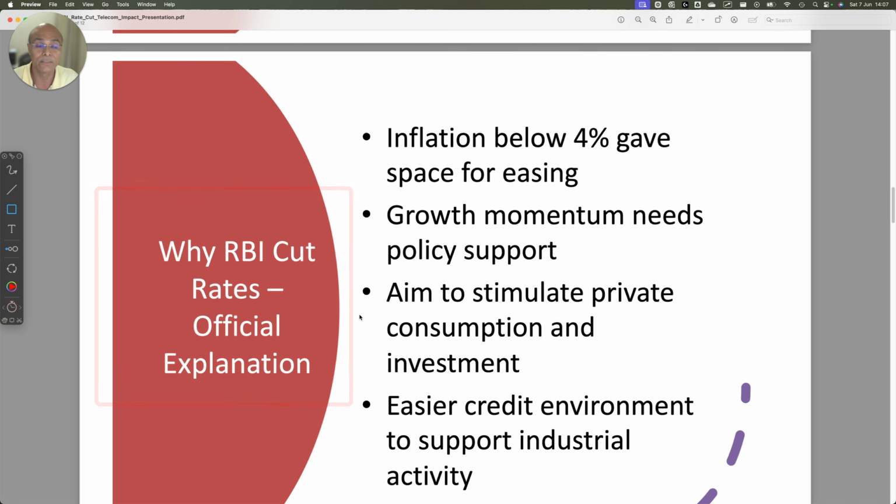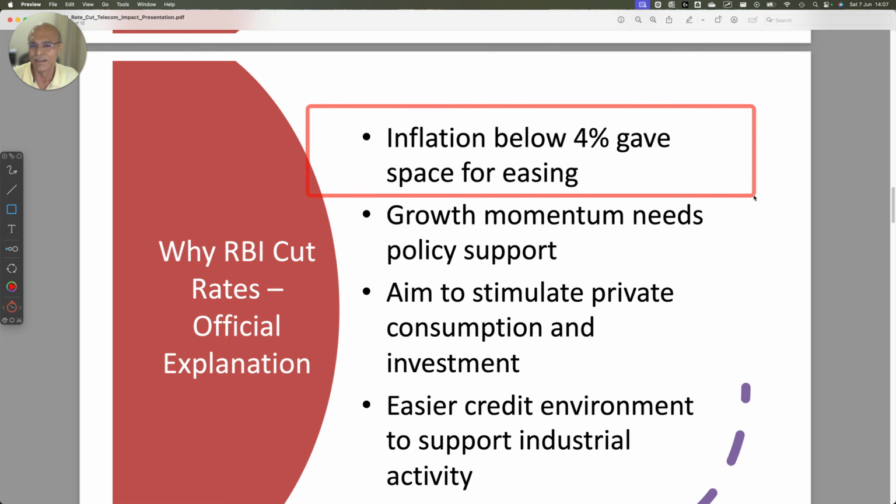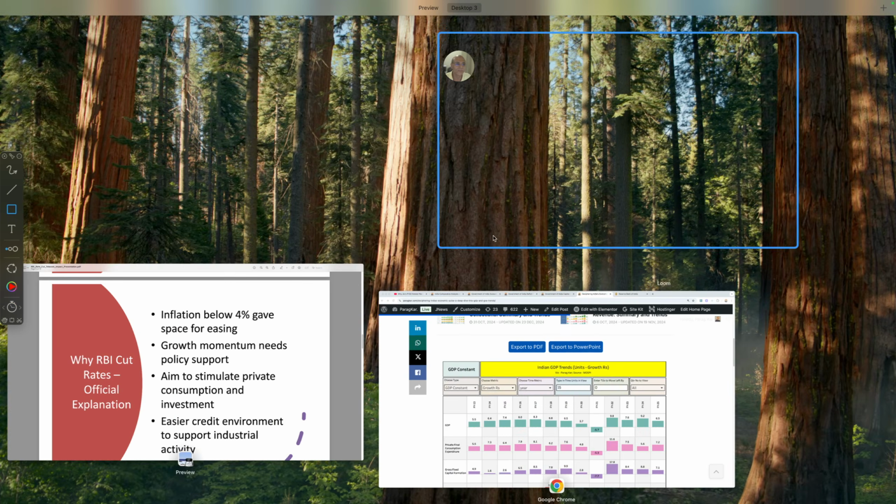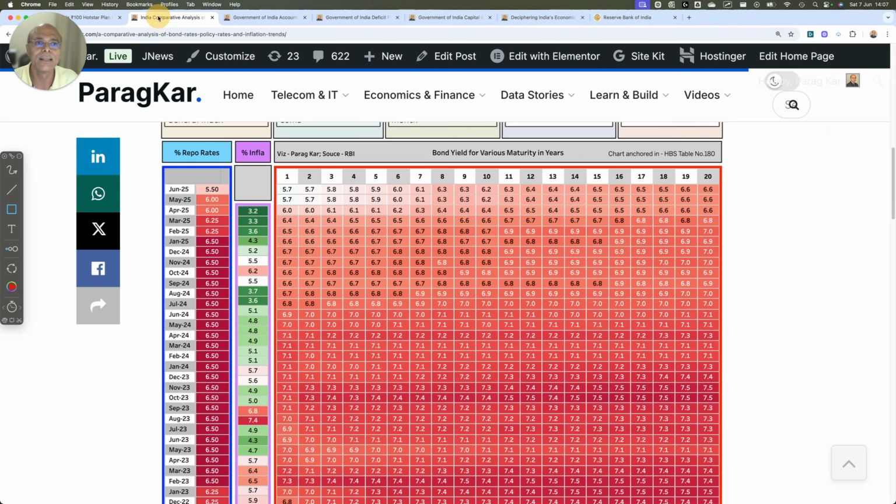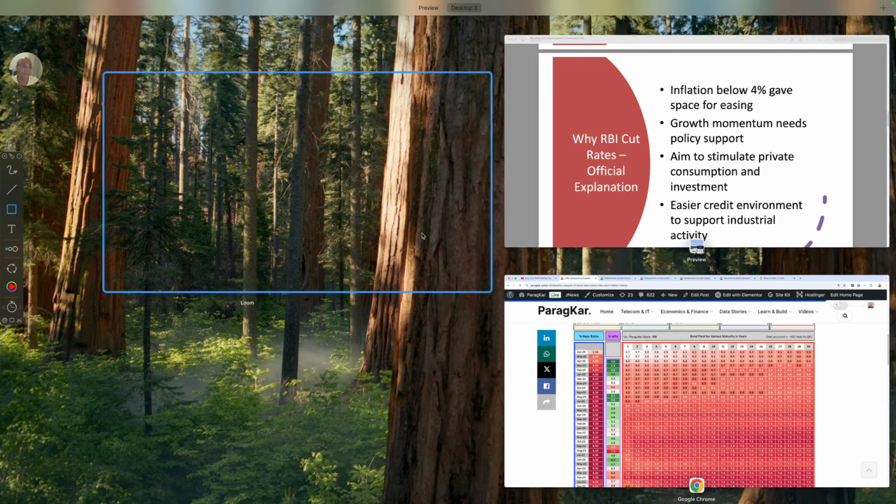Now, why RBI rate cuts? The official explanation is what? So they have made some official explanation. Inflation has slowed down. They are quite happy with the inflation. If you look at this chart, the inflation data is available till April 2025. You can see that from January, the inflation has slowed down for 3 consecutive months, and we have got inflation below the RBI upper corridor of 4%, right?